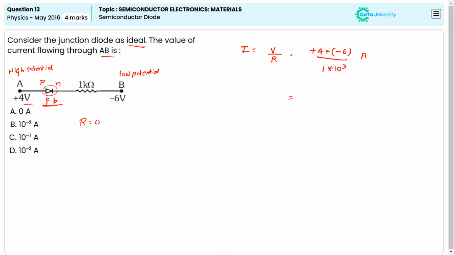Then plus 4 minus of minus 6 becomes 10, divided by 1 into 10 to the power of 3. Then this gets cancelled and the unit is amperes. Then I can write this as 1 into 10 to the power of minus 2 amperes current will flow in this diode. Then the right option is option B, that is the right answer.